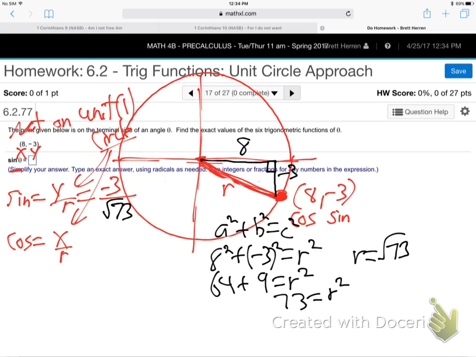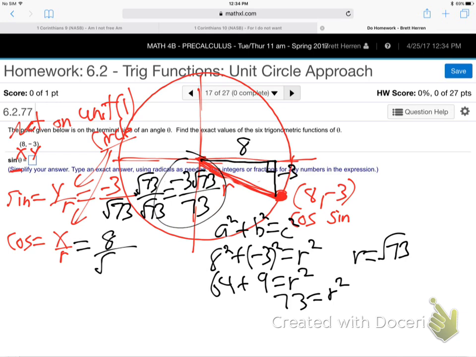Now I can't leave an answer that way because they don't like roots in the bottom. So you know what to do. Multiply top and bottom by root 73. Get -3 root 73 over plain 73. There we go. Cosine would be x over r. So we'll go, okay, x value 8 over root 73. Can't leave a root in the bottom. Multiply top and bottom by root 73. 8 root 73 over plain 73. There's the cosine.